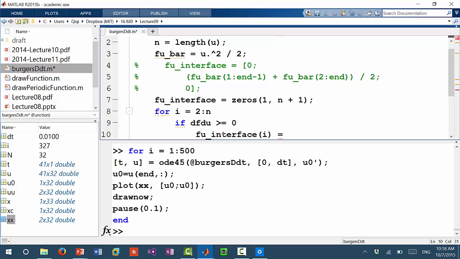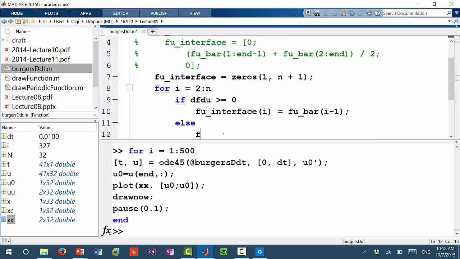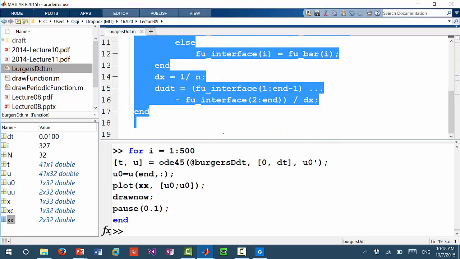The left. Fu bar at I minus 1. That's right, because at I equal to 2, I should be looking at the first cell flux. Else, fu interface I should be equal to fu bar of I. Yes.